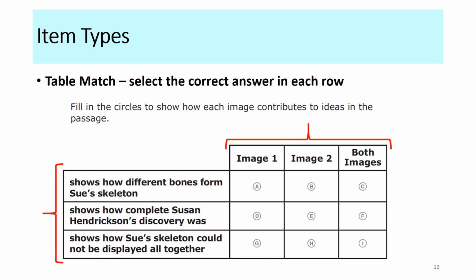This item asks you to choose whether image 1, image 2, or both images contributes to the idea in each row. In the first row that says, "shows how different bones form Sue's skeleton," you must decide which answer is true for this statement. If you decide that both images show how different bones form Sue's skeleton, you will fill in the bubble in that column. Then decide which answers apply for the second and third rows.